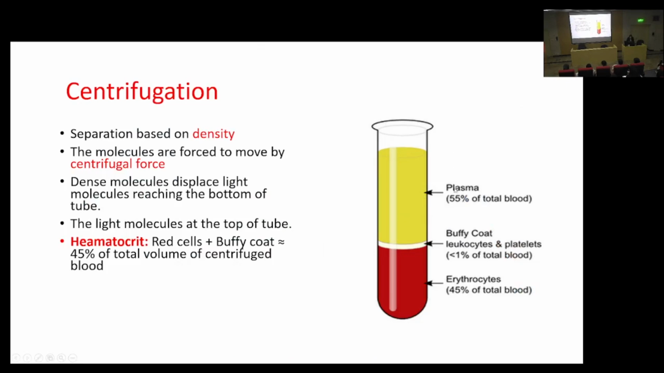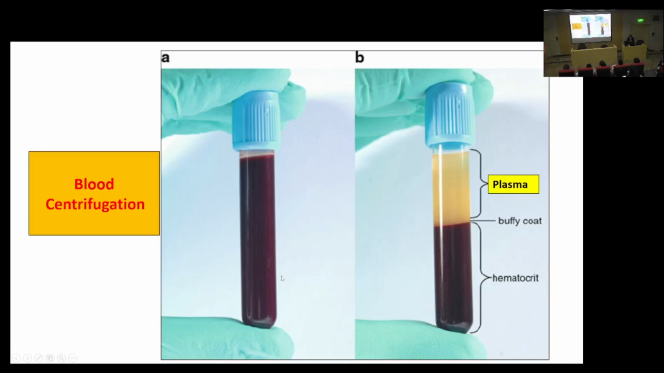If you're doing it with blood, you'll have the upper layer with plasma, and the bottom part is more dense. It's your red blood cells, and in the middle there's something called the buffy coat, which contains the white blood cells and the platelets. The combination of buffy coat and erythrocytes is also known as hematocrit, and it's approximately 45% of the total volume of blood. All right, so this is blood before centrifugation. This is blood after centrifugation. The top part, what do we call it? Plasma.